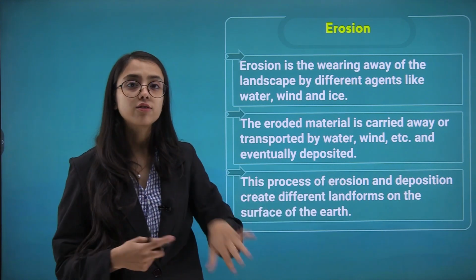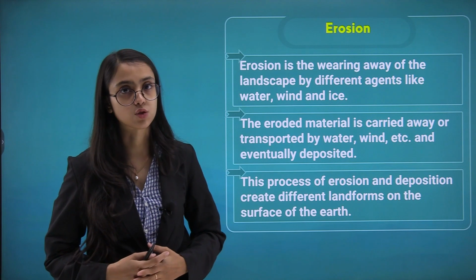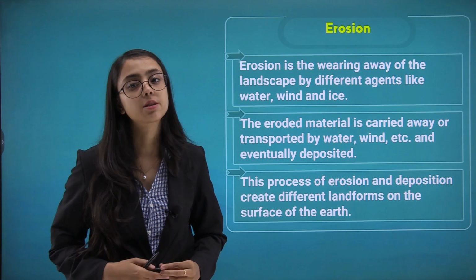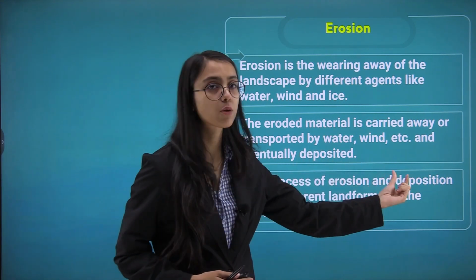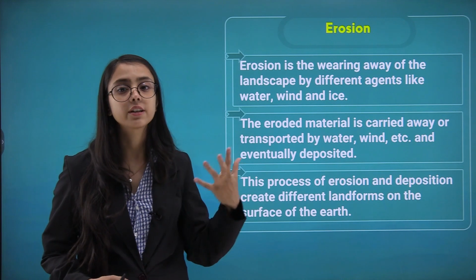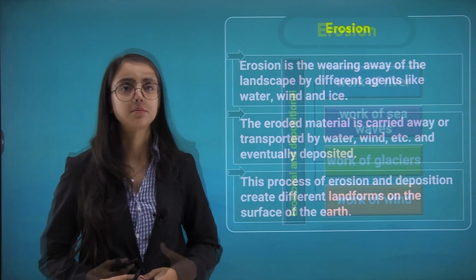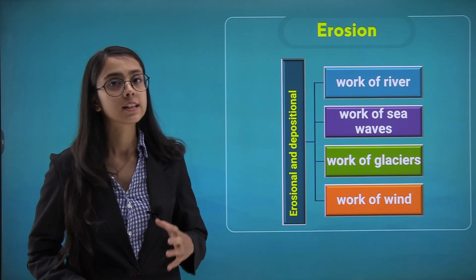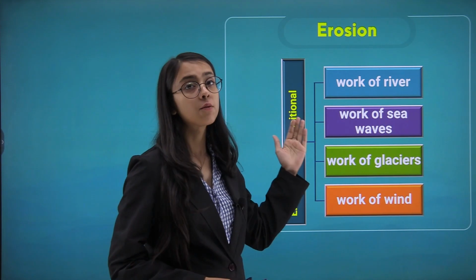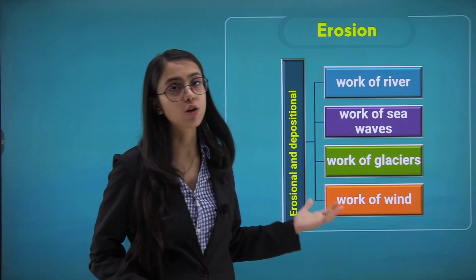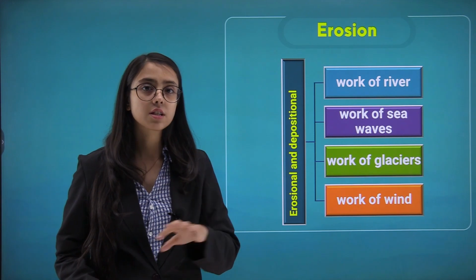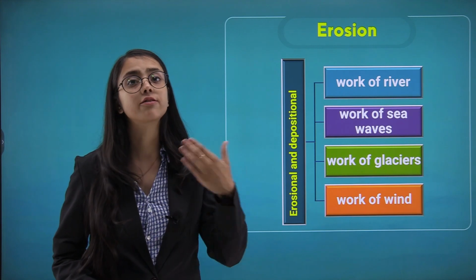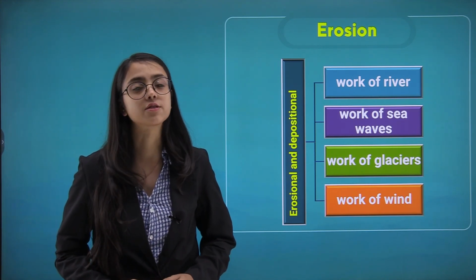The carrying away of the topmost layer of the earth is known as erosion, and once it starts to settle or get deposited, this is known as deposition. And the process of deposition creates different landforms on the surface of the earth. We have four factors which result in the process of erosion and deposition. These factors are work of rivers, work of sea waves, work of glaciers and work of wind. These factors result in erosion of the surface of the land and the deposition of it, which results in further formation of major landforms on the surface of the earth.